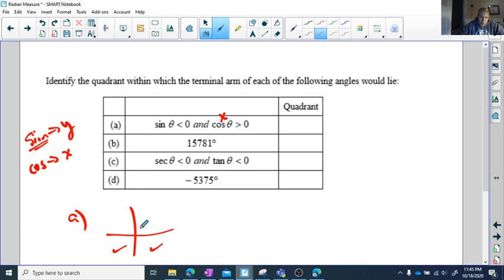Well, x values are positive over here. So x is positive here or here. Sine, y values were less than 0 down here. So this is saying where were both true. Both were true down here in quadrant 4. So this was describing an angle in quadrant 4.